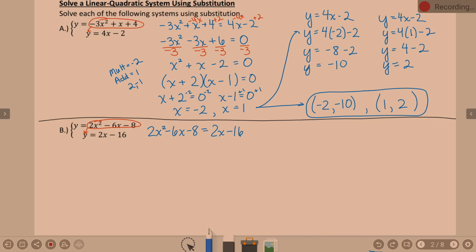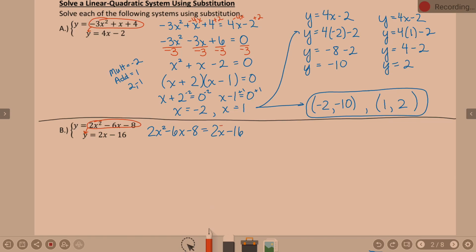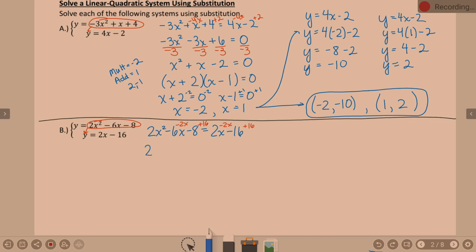So, okay, we have this. In order to make it equal to 0, what are we going to do? Subtract 2x, add 16. So when we rewrite this, 2x squared minus 8x, because minus 6 minus 2 is minus 8. Minus 8 plus 16 is plus 8. Okay.